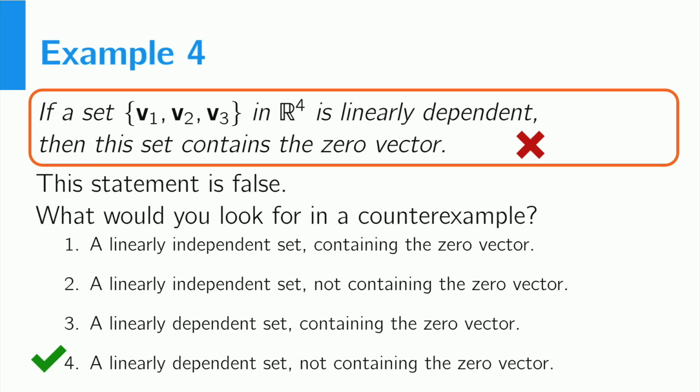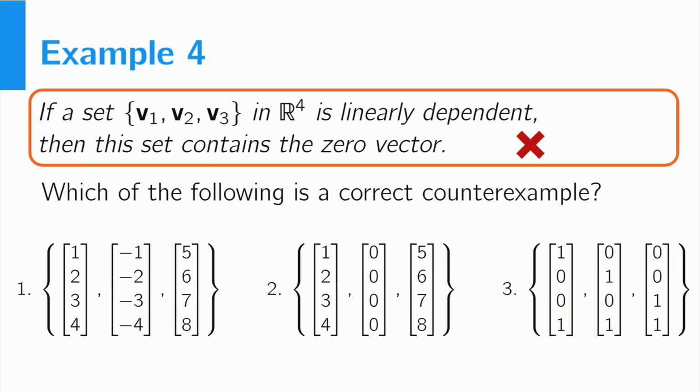Finally, which of the following is a correct counterexample? This is correct. The set does not contain the zero vector. Moreover, it is linearly dependent. Now, remember, you should show this. Here it is pretty obvious, since the first and second vector add up to the zero vector. Do you also see why the other options were not correct?